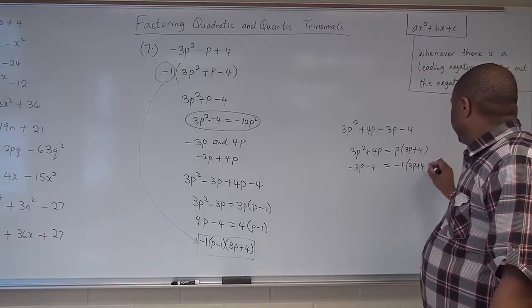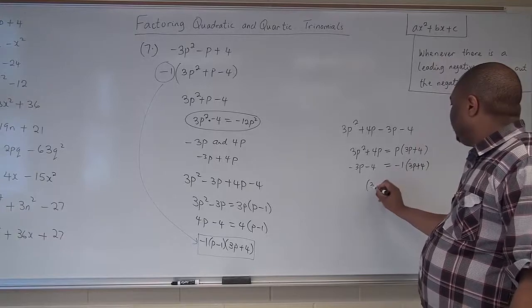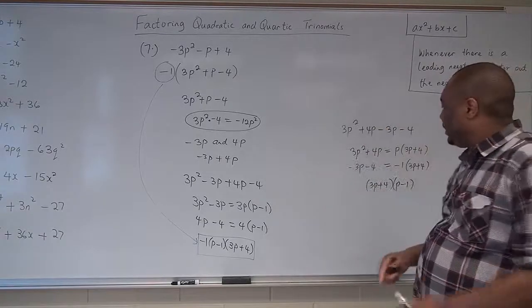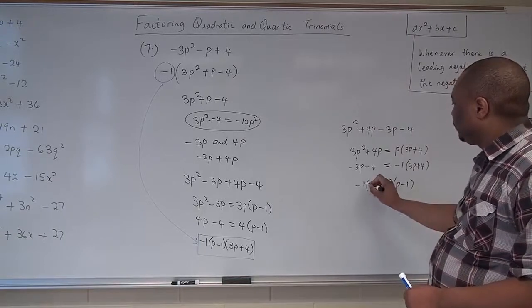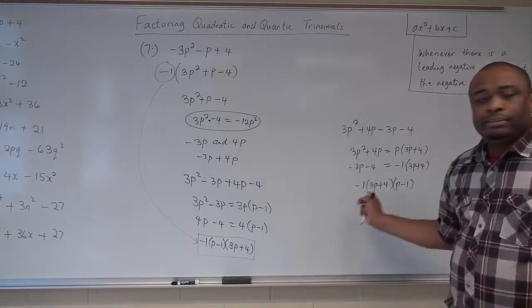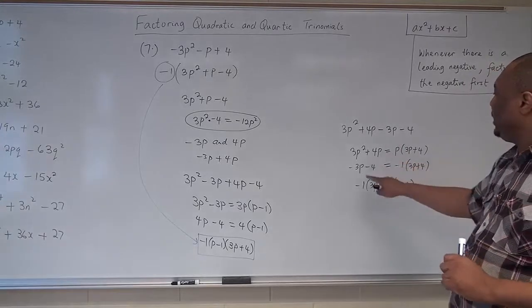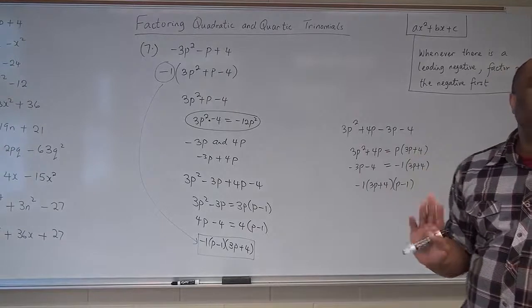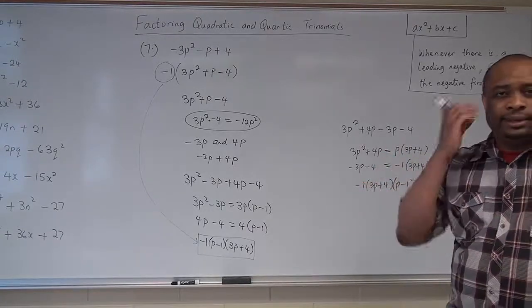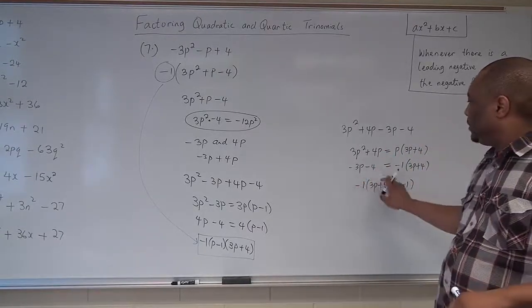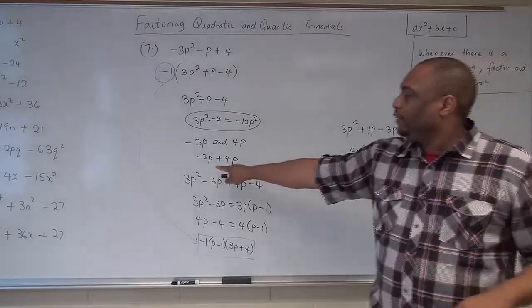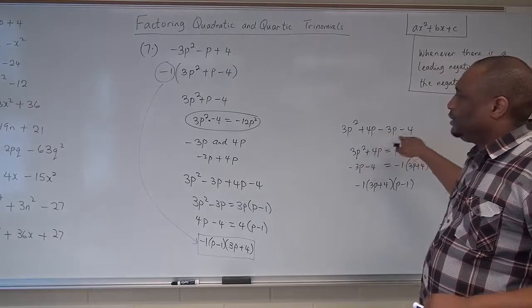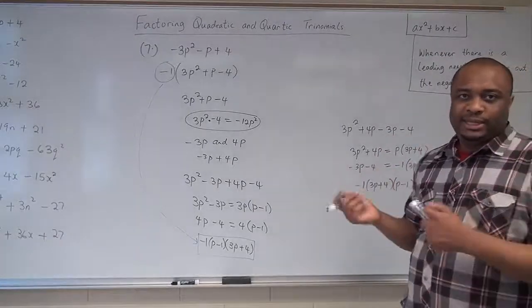3p plus 4. And then you now have 3p plus 4 times p minus 1. And you still bring down your negative 1. So it is the same thing, but you have to be careful. If you don't want to deal with leading negatives, then you better use negative 3p plus 4p instead of using 4p minus 3p. Do you understand what I'm saying?